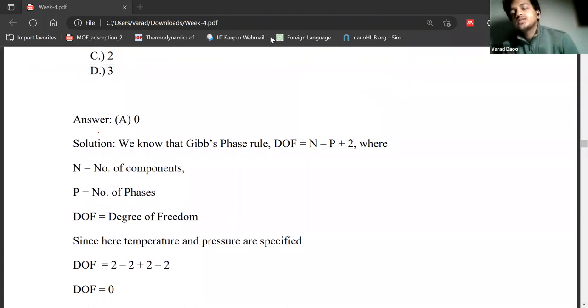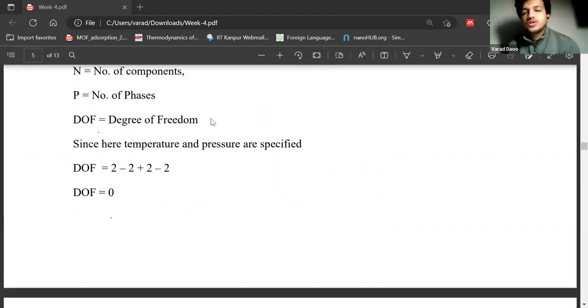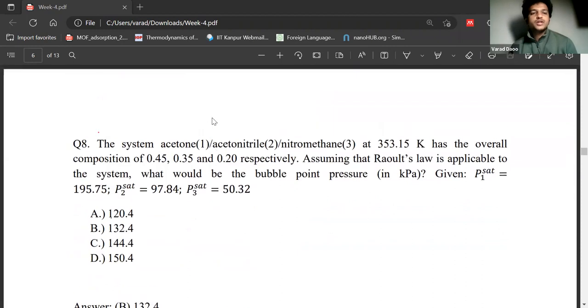So basically, what does that mean? That means that the condition is automatically fixed. There is only one unique point like this. No question. So I hope that the solution is clear to everyone, and then we'll move on to the next question.